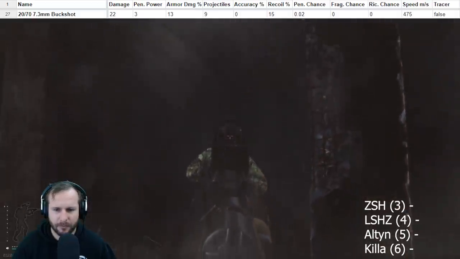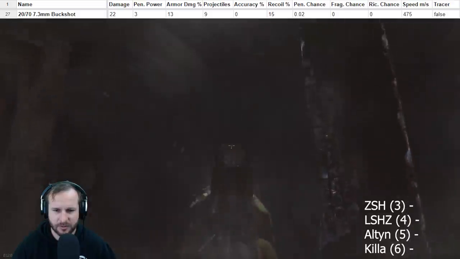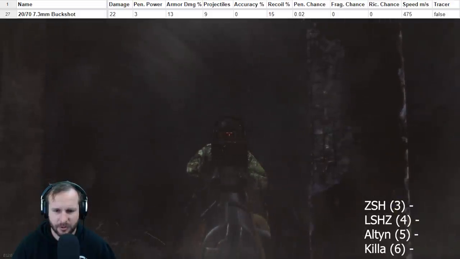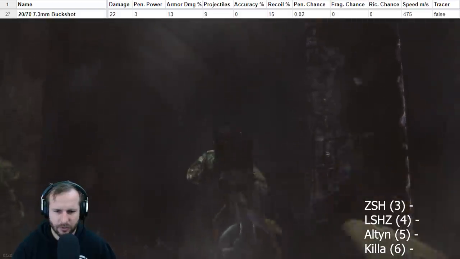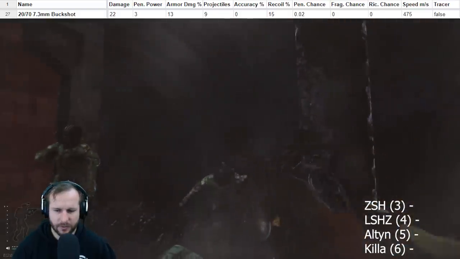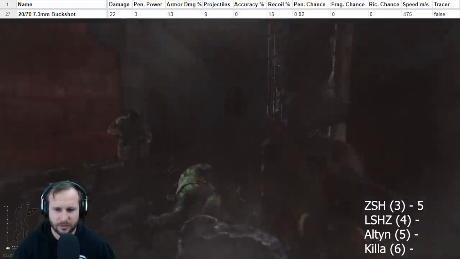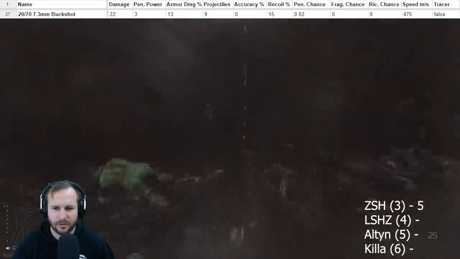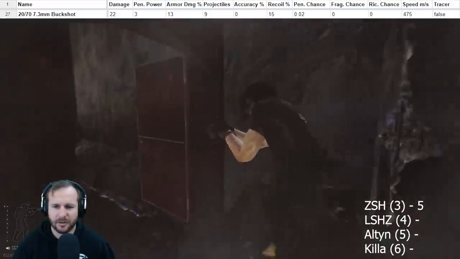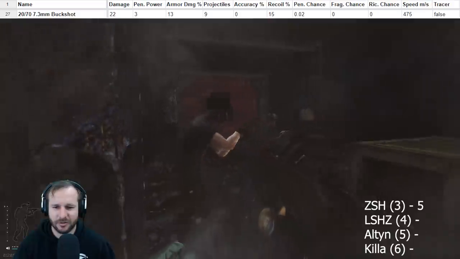7.3 buckshot. So I aim just at the bottom of the rim, and that's enough to get all the pellets to hit the face shield. And then when it comes to the ZSH, this one drops in a total of 5 shots, which is pretty much, I don't know, it's all right, I guess. We'll leave it at that. We'll move on to the next one, being the LSHZ.